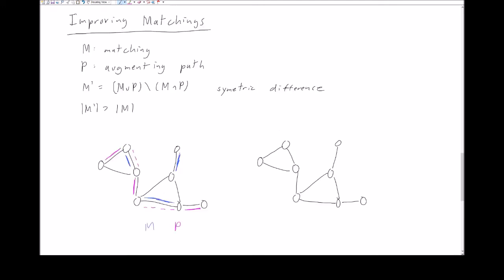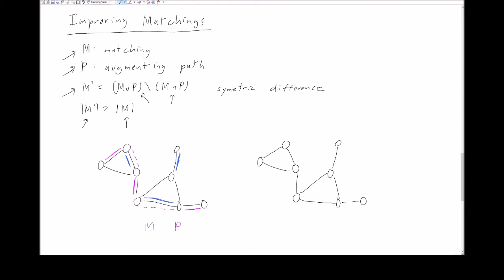The reason we're interested in augmenting paths is because they allow us to improve matchings. If we have some matching M and some augmenting path P, then we can construct a new matching M prime. This new matching M prime is constructed by taking all of the edges that are in either M or P and subtracting out the edges that are in both M and P. This new matching M prime is going to have at least one more edge than our original matching M. So in this way, by combining M with an augmenting path P, we construct a new and better matching.